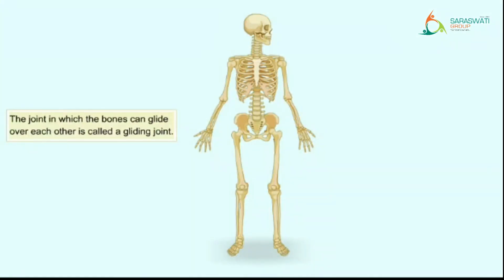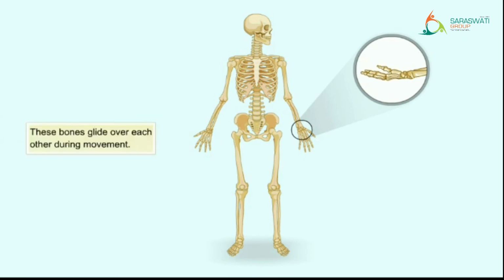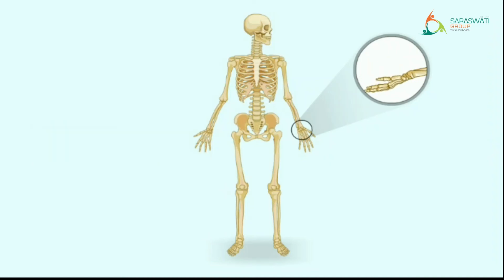The joint in which the bones can glide over each other is called a gliding joint. The gliding joint is found in the wrist, where four bones are placed in two rows each. These bones glide over each other during movement. The gliding joint is also present in ankles.